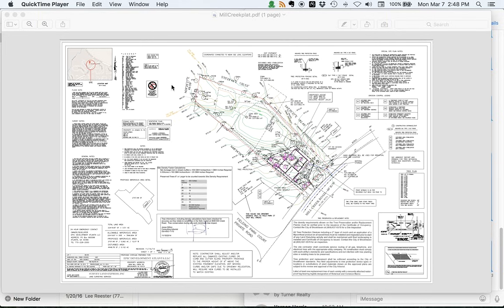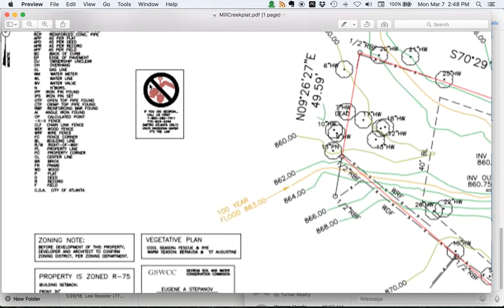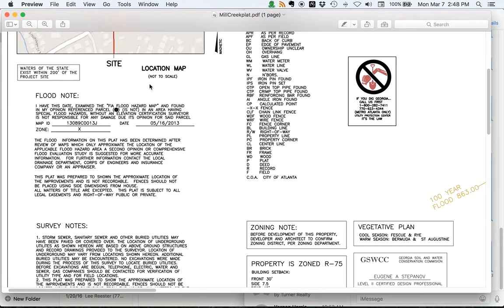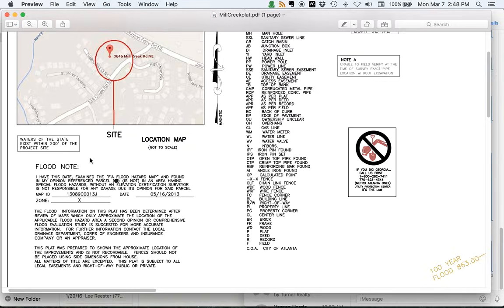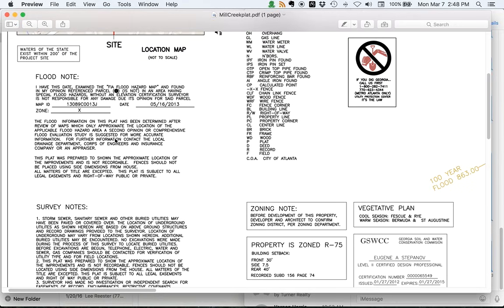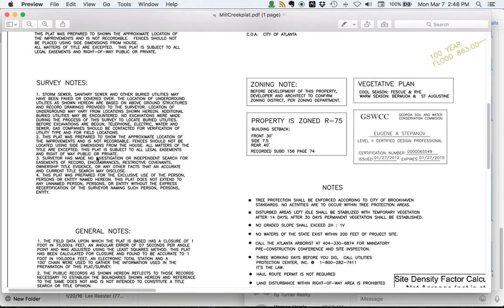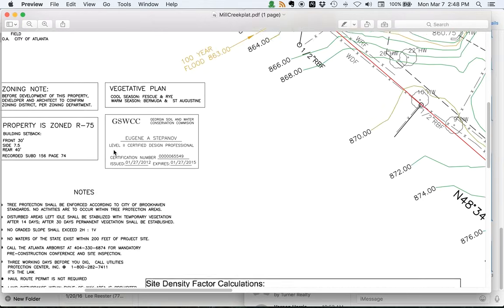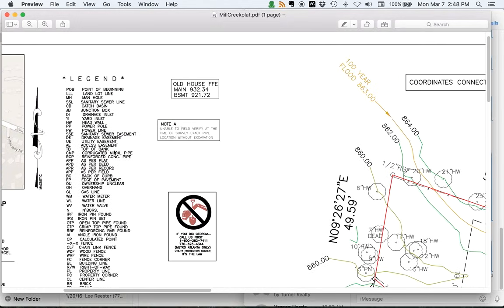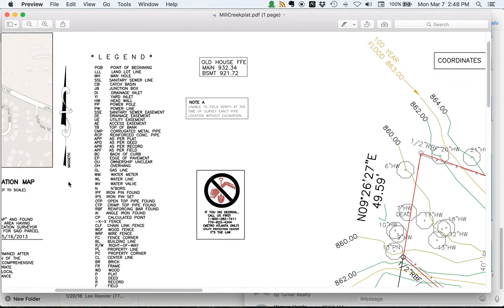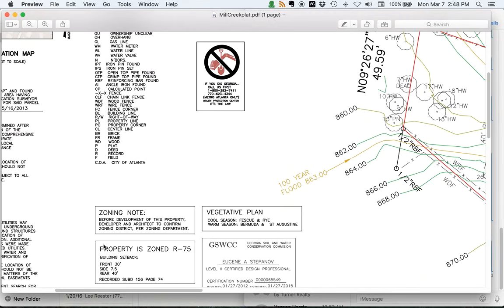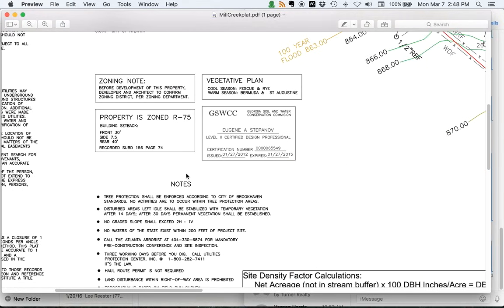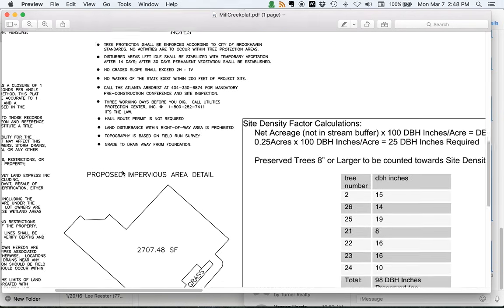You've got some notes over here that help explain where the property is located. It tells you a little bit about the flood property, whether it's in a flood zone or not. Some general notes, some survey notes here. Over here, you'll see you've got a legend which tells you what all the different abbreviations are on here. There's a call before you dig notice here, and then some other notes and whatnot, a lot of tree protection stuff on here.